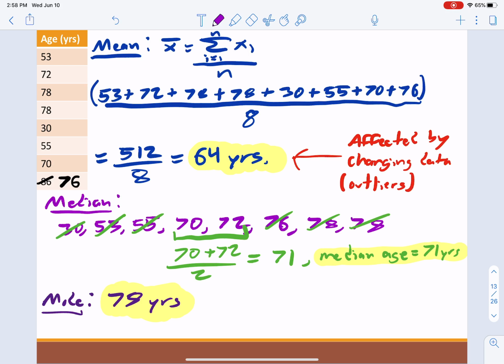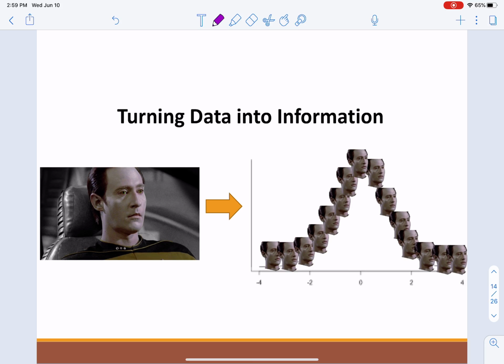Now, the median will change if you add in a data point that is closer to the middle, right? When you order everything up. But as far as outliers go, as far as things that affect the mean, those outliers are a big deal, right? Stuff that is closer to the minimum and closer to the maximum of the data, right? Okay.